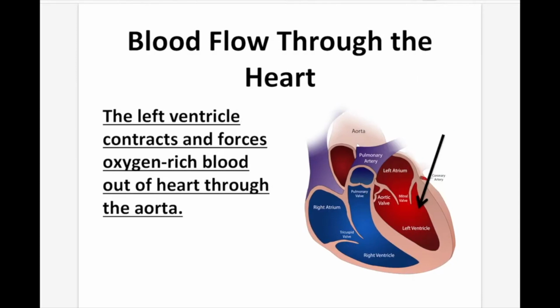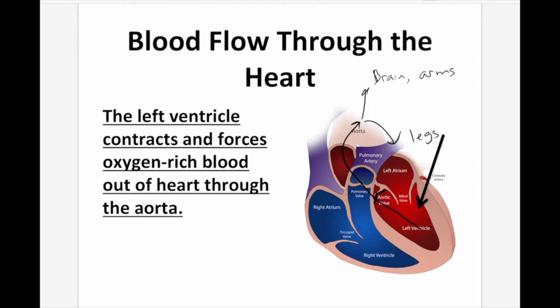The left ventricle also contracts and forces oxygen-rich blood out of the heart through the aorta. So this aortic valve will close after the ventricle pushes blood out, so the blood can't come back in. And then from the aorta, it's either going to go up to things like the brain, the arms, stuff like that, or it's going to go down and feed the lower part of the body, things like the legs, the stomach, stuff like that.